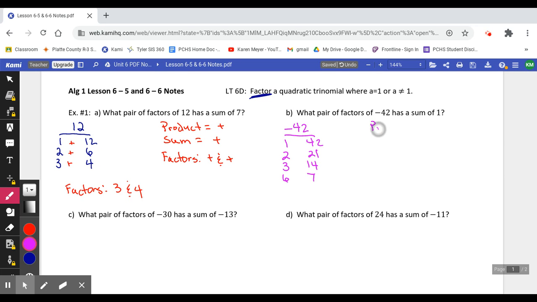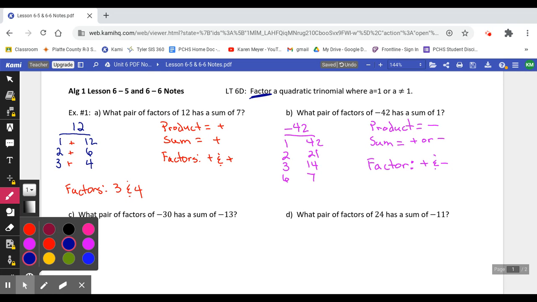Now this time, our product is not a positive number. Our product is a negative. So if my product is a negative, then I don't care what the sum is. I don't care if the sum is positive or a negative, because the only way you can multiply for a negative is to say one positive and one negative. So you're going through here and you're saying, all right, which one of these pairs can I get a 1 out of? One of the numbers has to be positive and one of them has to be negative. So hopefully everybody goes, oh, if I have negative 6 and positive 7, they will add for 1 and also multiply for negative 42. So the two factors that you would choose is a negative 6 and a positive 7.